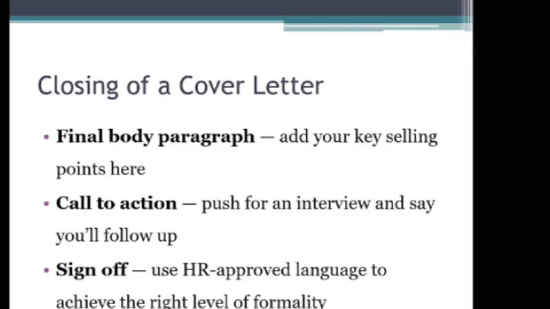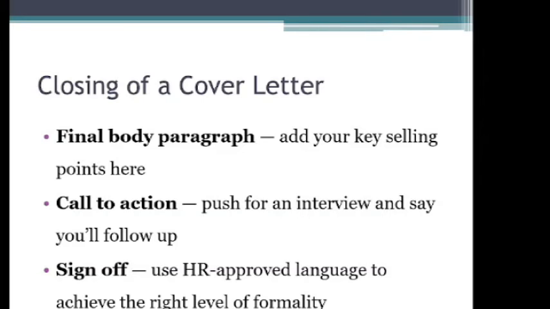Okay, so first we saw salutation, then we saw the paragraph. So there are different types that you can start the beginning of the paragraph. Now coming to the closing of the paragraph. When you close the paragraph, we can close the paragraph saying final body paragraph, or you can say call to action and sign off.